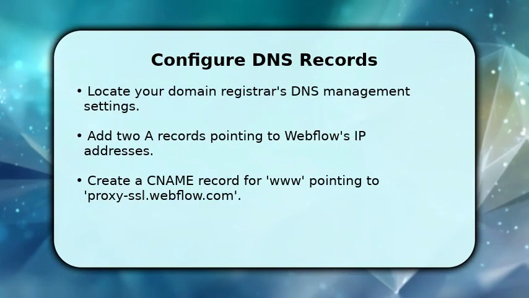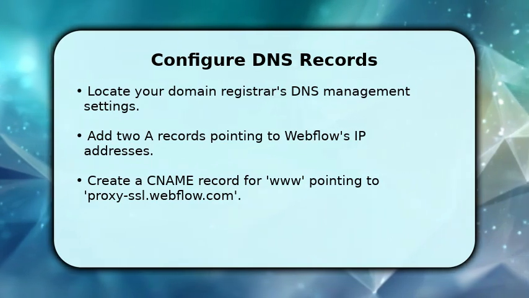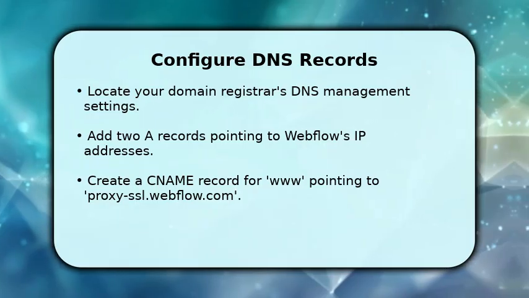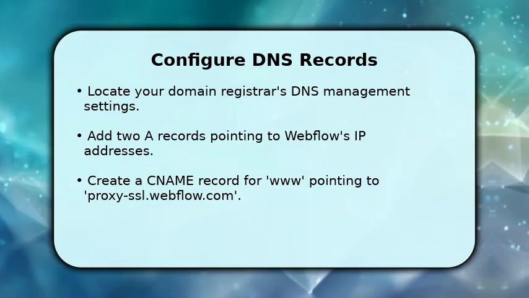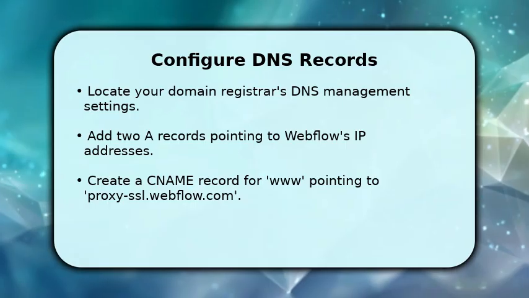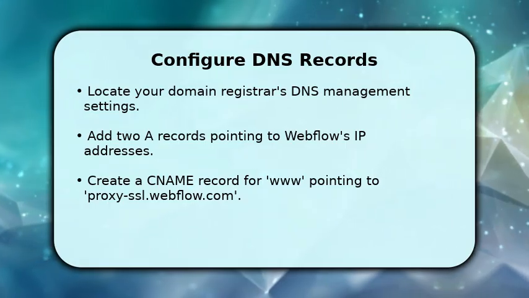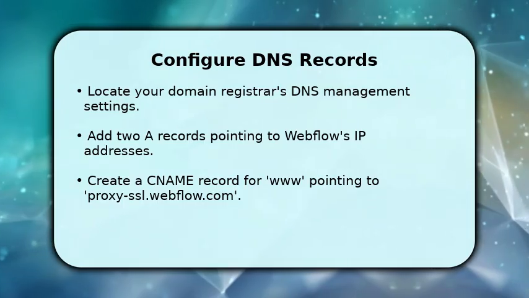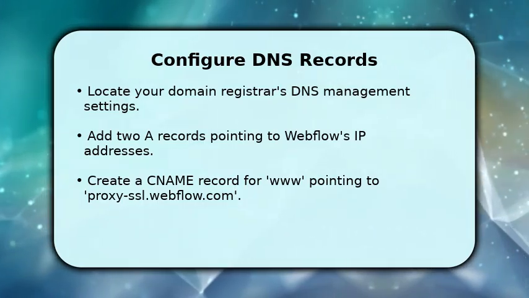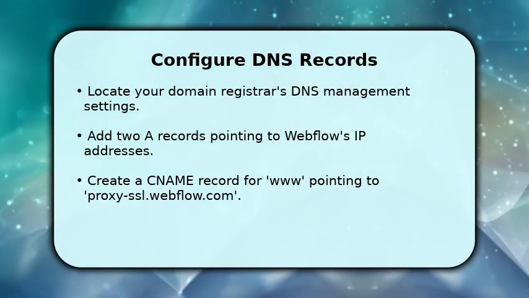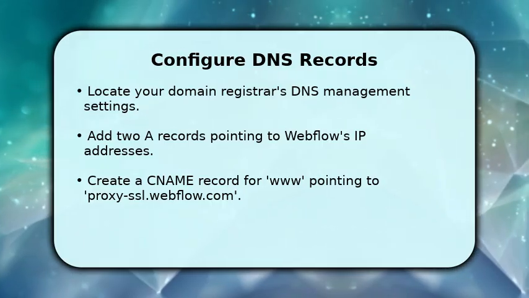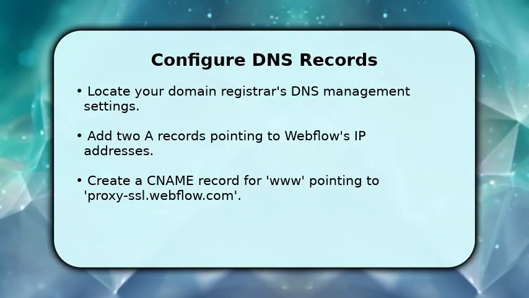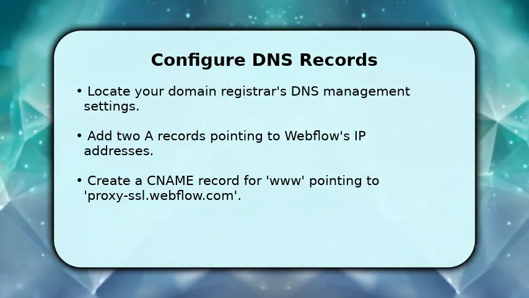Next, you'll configure your domain's DNS records at your domain registrar, such as GoDaddy or Namecheap. You need to add two A records with the host @ and the IP values 75.2.70.75 and 99.83.190.102. Also, create a CNAME record for the host www with the value proxy-ssl.webflow.com. It is crucial to delete any existing A or CNAME records that might conflict with these new settings.